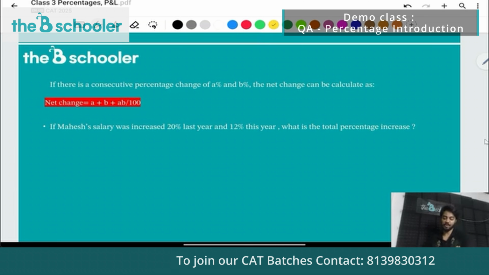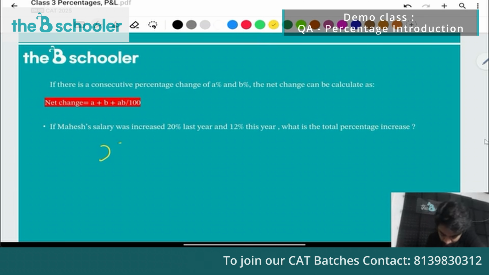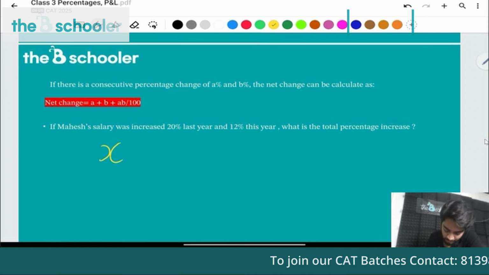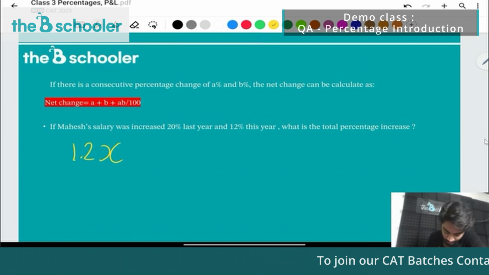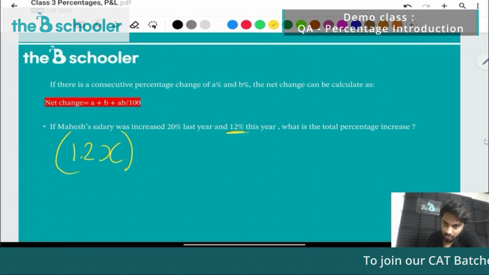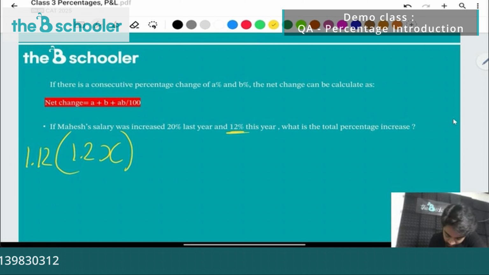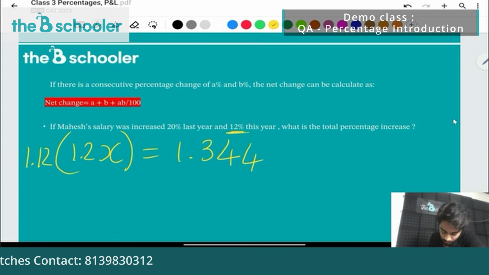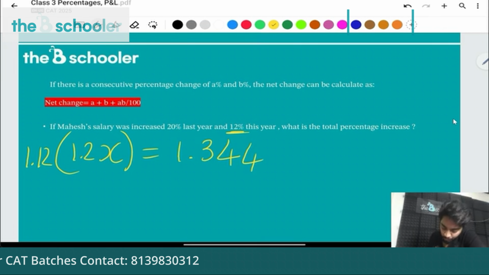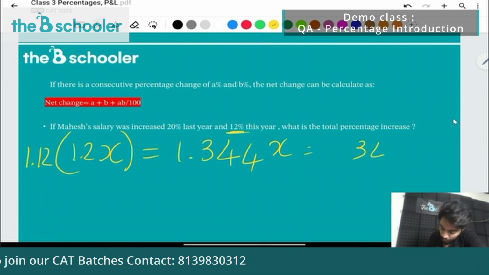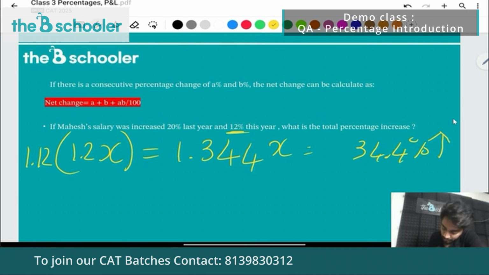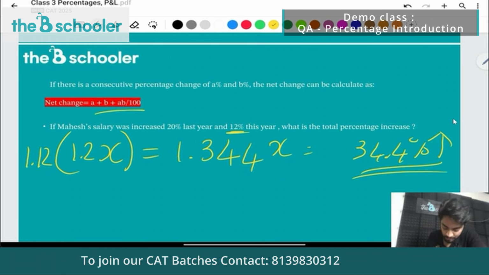Okay, so the conventional way, if you didn't know this, is you have x, which is Mahesh's salary, which you don't know the value of, 20% of which is added, so 1.2 times x. This whole thing again increased by 12%. So now not only on x, the 12% is also added on the additional 20%. Okay, so this into 1.12. This entire thing, you will get it as 1.344x, which means it is 34.4 percentage increase.